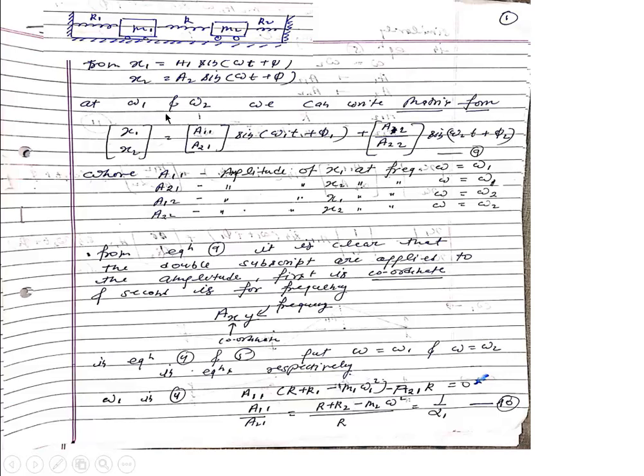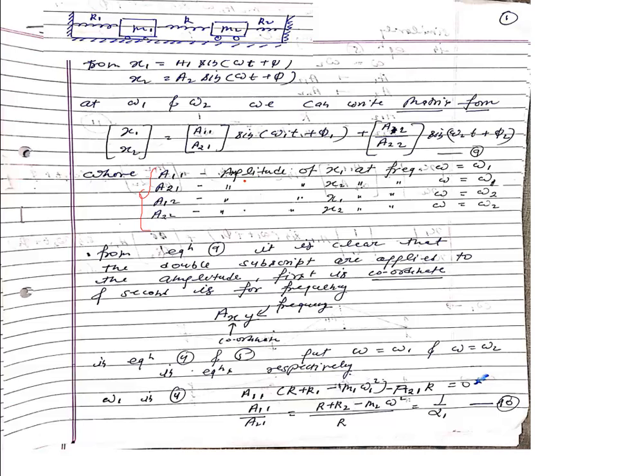So at omega 1 and omega 2, we can write the matrix form, which equals the vertical matrix x1, x2. This can be written as the vertical matrix a11, a21 times sine(omega 1 t plus phi 1), plus the vertical matrix a12, a22 times sine(omega 2 t plus phi 2). This is not a division. We have to remember this.